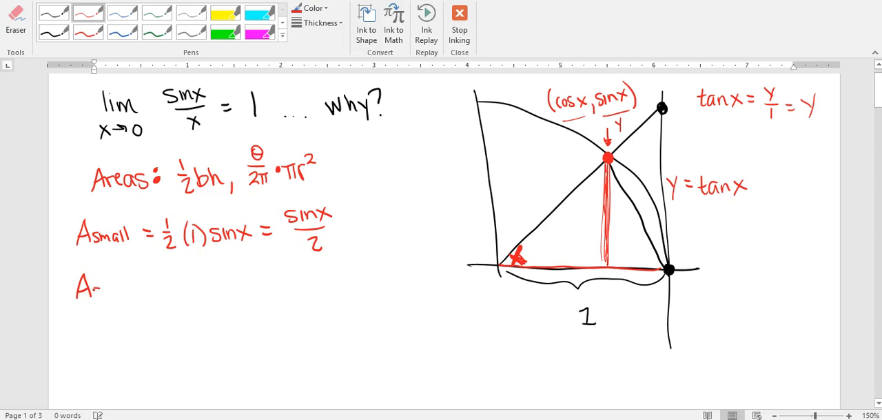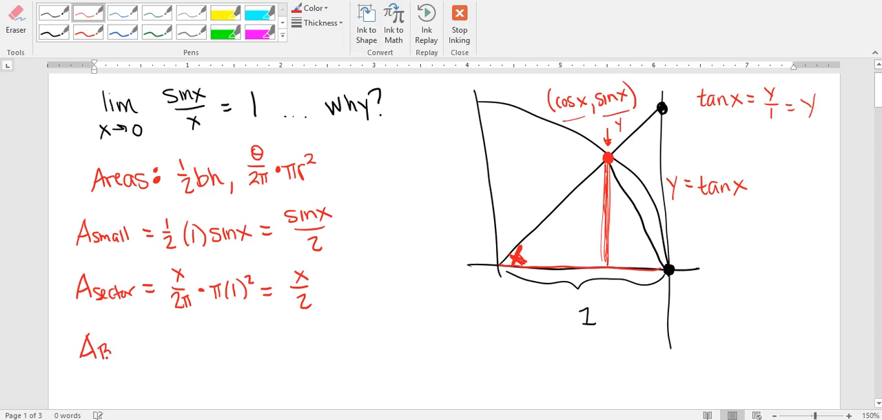Next, maybe we'll check out the area of the sector. So that's our angle, in this case x, divided by 2 pi, and we're going to multiply by the area of the circle, which would be pi times the radius squared, and the radius of the circle we know is 1 because it's our unit circle. Doing a little simplifying there, we get x over 2.